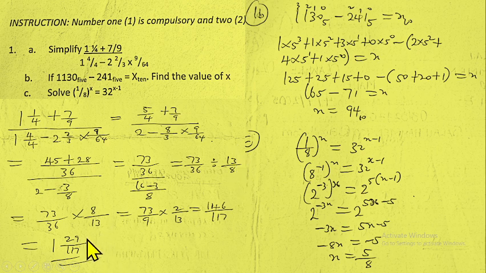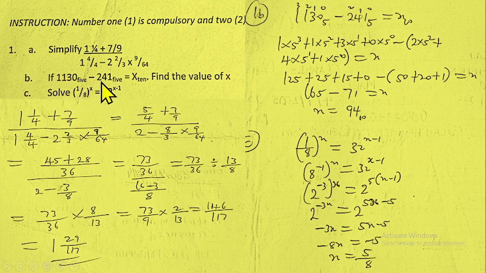Then from there, what can go? 4 can go here too. 4 can go in 36, 9. Then from there, 2 times 73 will give us 146. 13 times 9 will give us 117, which can be written as 1 number 29 over 117. That is for question number 1A.